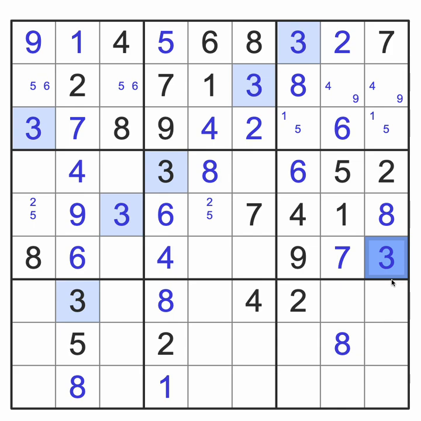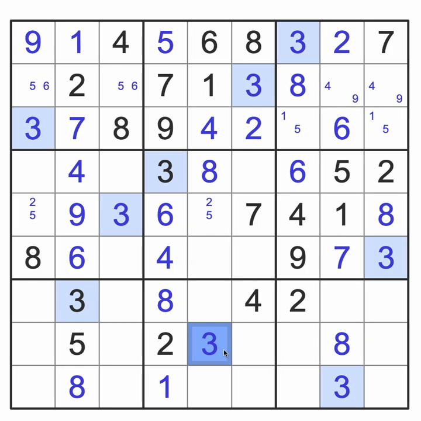And this 3 blocks these in box 9. 3 in box 3 blocks these. 3 in box 7 blocks this cell, gives me 3 here, which blocks these. 3 in box 7 blocks this cell. 3 in box 2 blocks this cell, gives me 3 here.